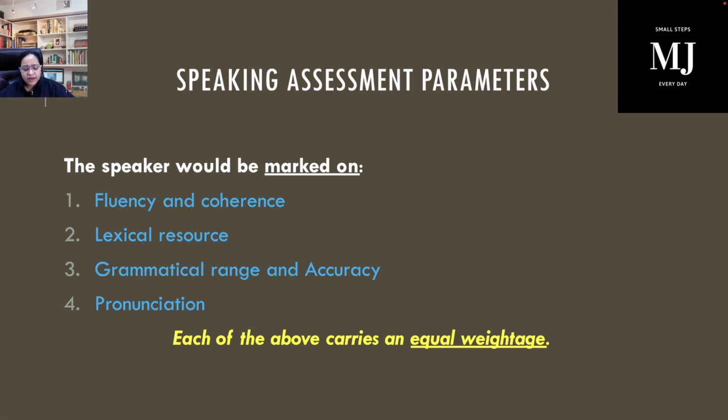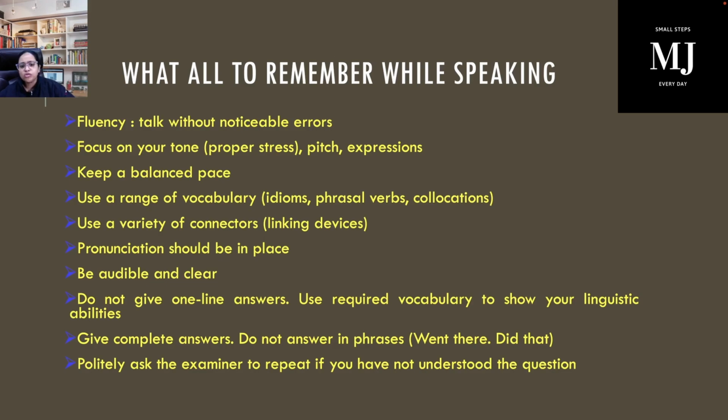Moving ahead, let's talk about what all to remember while speaking. So, when we have already talked about all those parameters, let's talk about them in a bit more detailed manner. Fluency. So, if you remember, I did tell you about talking without any noticeable errors, when you're not hesitant, when you're not stuttering, stammering, speaking with proficiency, with flow. Okay, that is fluency. Focus on your tone.